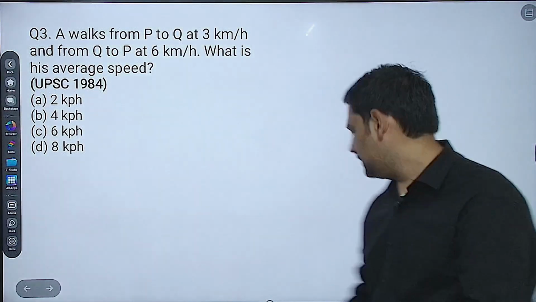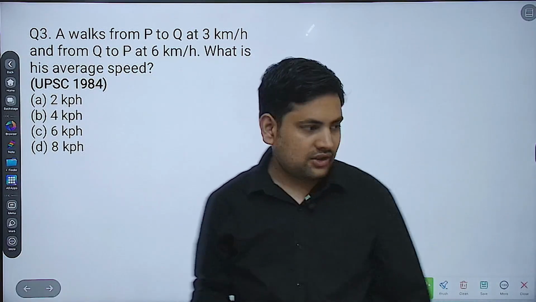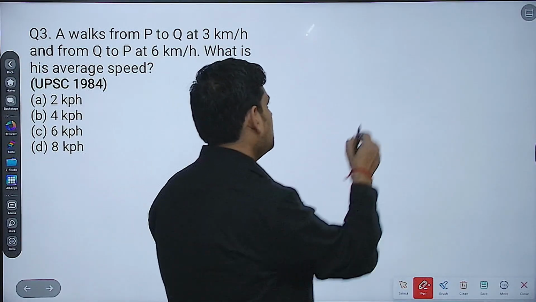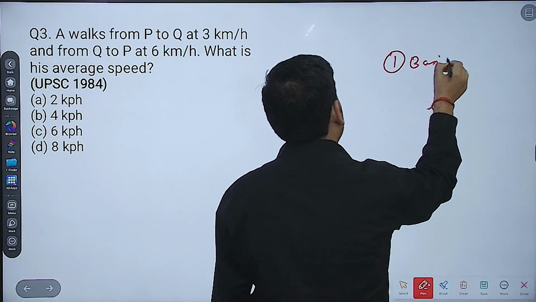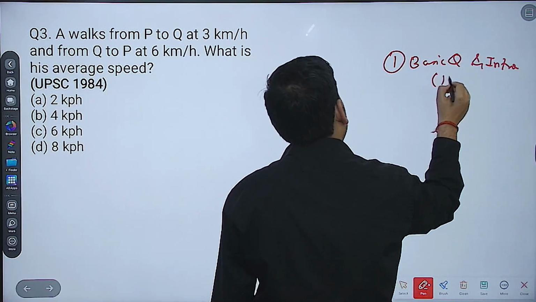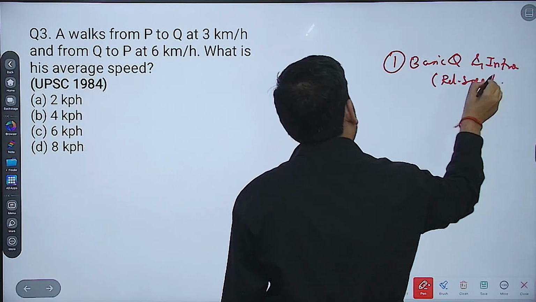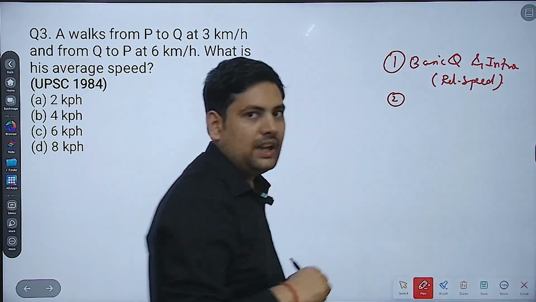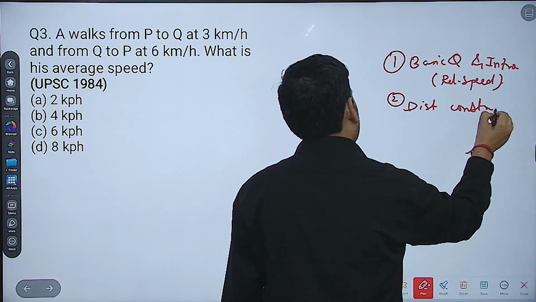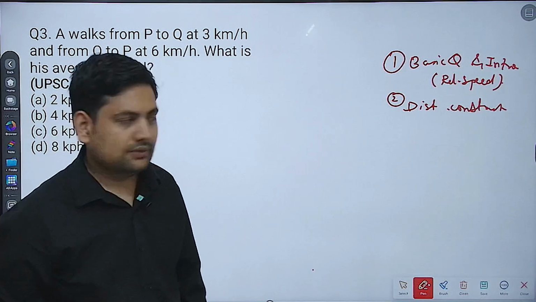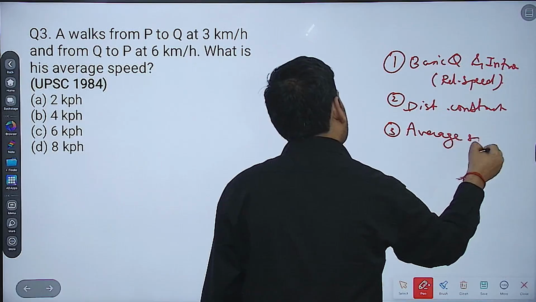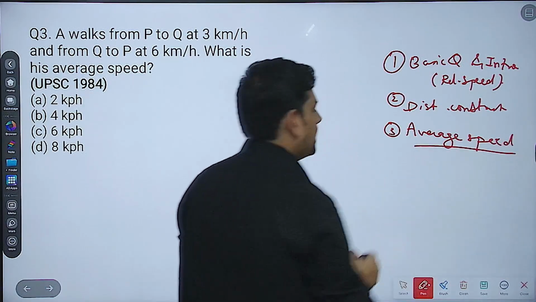Hello everyone. Welcome to Legacy IAS. So we were dealing with the chapter of time, speed and distance. In the first one we had seen some basic questions and the introduction of it, that is mainly about relative speed. Then in the second one we had seen scenarios when there is constant distance. Now this is the third one where we will be understanding the concept of average speed.